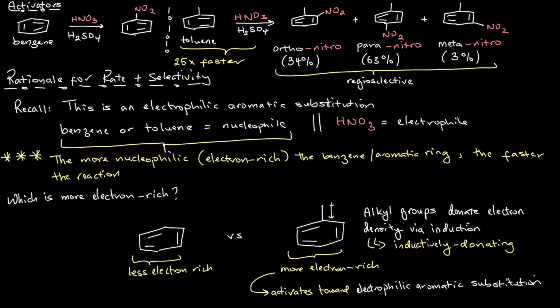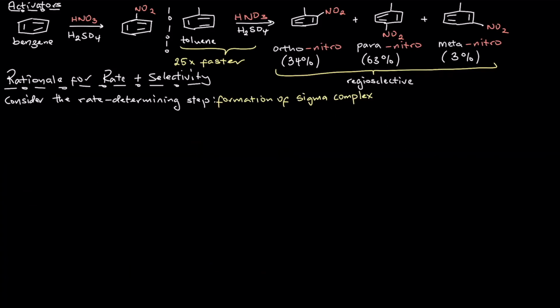Okay, so that's it for the rates. Now let's look at why the reaction is selective. To rationalize for selectivity, we can actually look at the rate determining step, which is the formation of your sigma complex in this reaction.